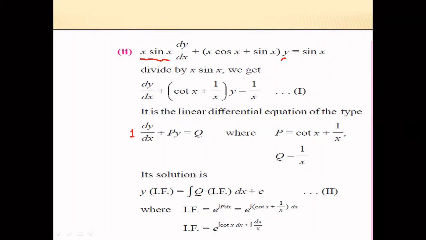Now when you compare the value of pq with this equation number 1, so we get the value of p is what, ये p का value हो गया आपका cot x plus 1 by x, जब हमने p को compare किया. Now the right hand side is for q, so q का value कितना हो गया 1 by x, so we take p is equal to cot x plus 1 by x and q is 1 by x. Now its solution by using the formula y into if is equal to integral q if dx plus c. Now in this equation we have the value of if. What is if? E raised to power integral p dx.